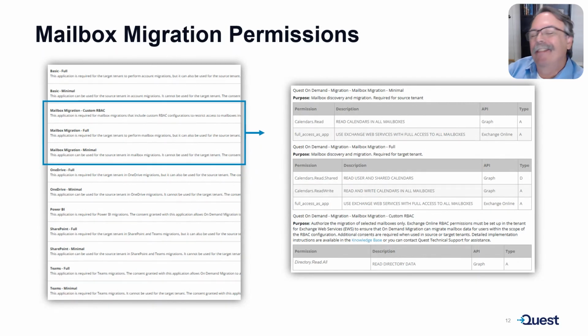Mailbox permissions, we've got 3 of them available. So we have the full minimum. We also have a custom RBAC, which I'll be talking about later. That removes the bulk of the permissions from the consent, and then everything is granted by way of native delegation within Exchange using RBAC for applications.